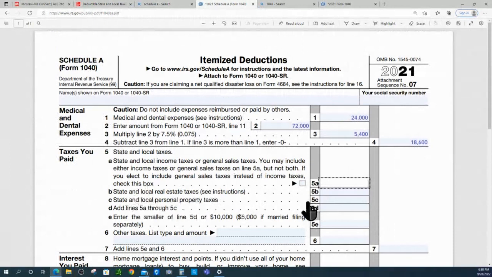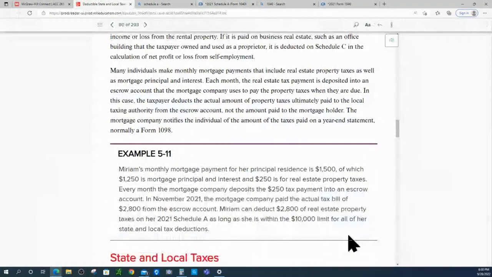So state and local personal property taxes would go on line 5C. So that would be for things like automobile registration, annual registration, boats, motorcycles, that kind of stuff. State and local real estate taxes would go on line 5B. Line 5A is going to be state and local income taxes or general sales taxes. So let's talk a little bit about that.